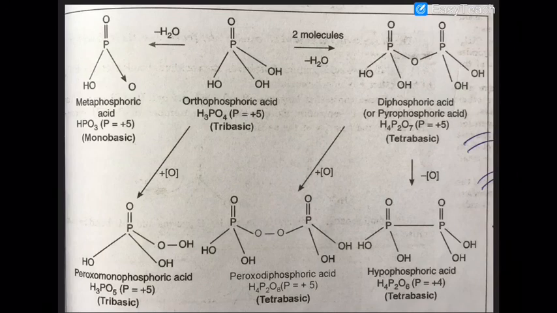Now, if from this acid you remove one of the oxygen, then this oxygen is being removed. So it becomes hypophosphoric acid. Sure about that or not? And if from this you remove one water molecule, it becomes metaphosphoric acid. So remember all those things very well.